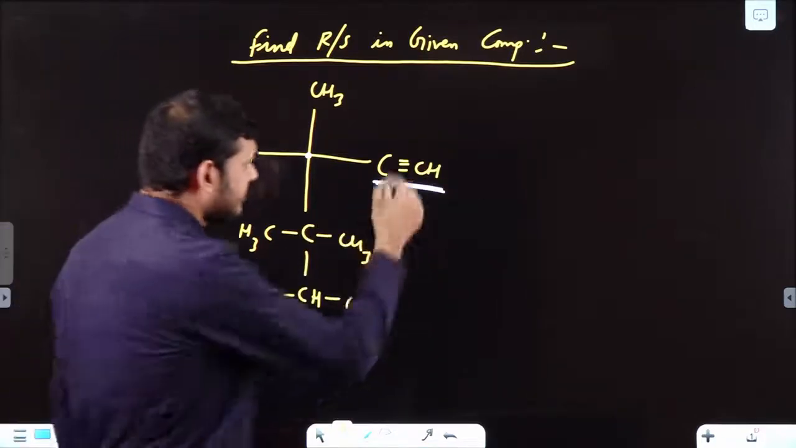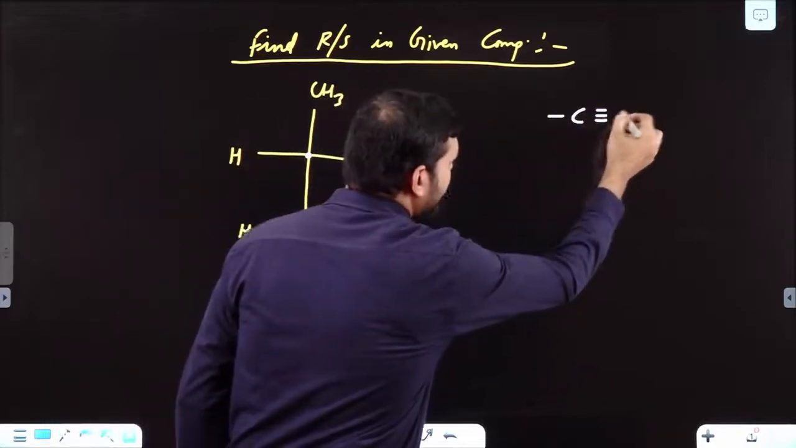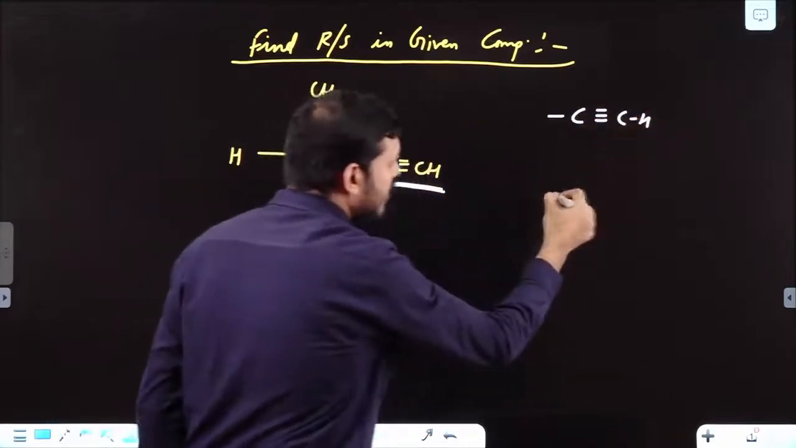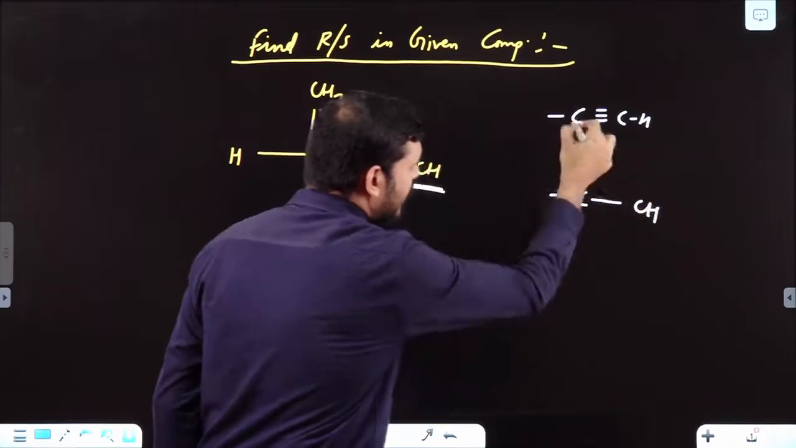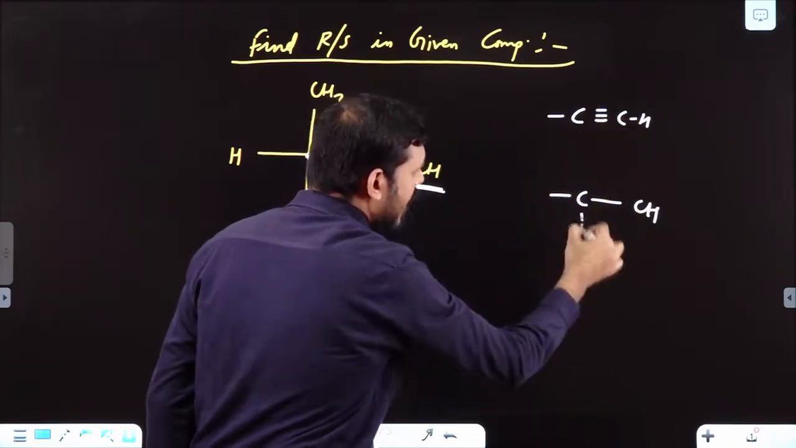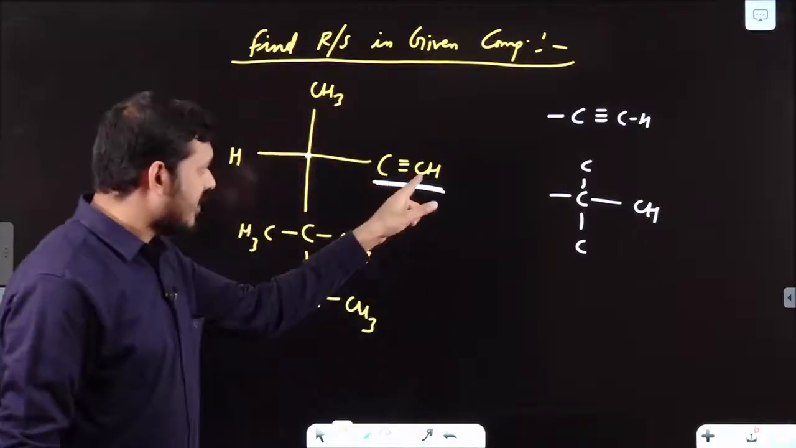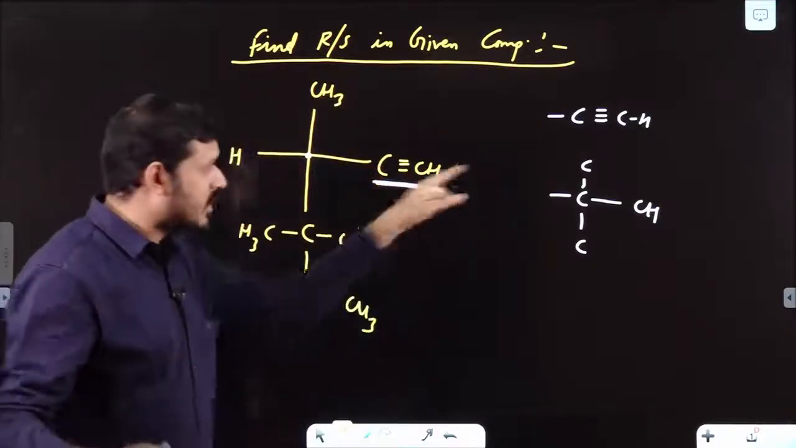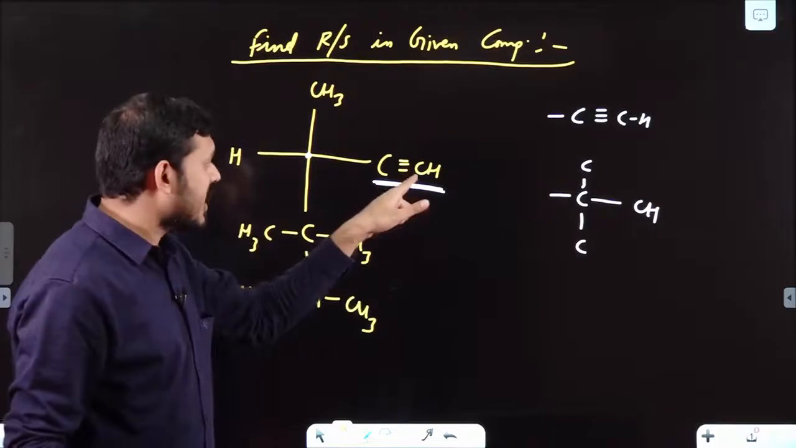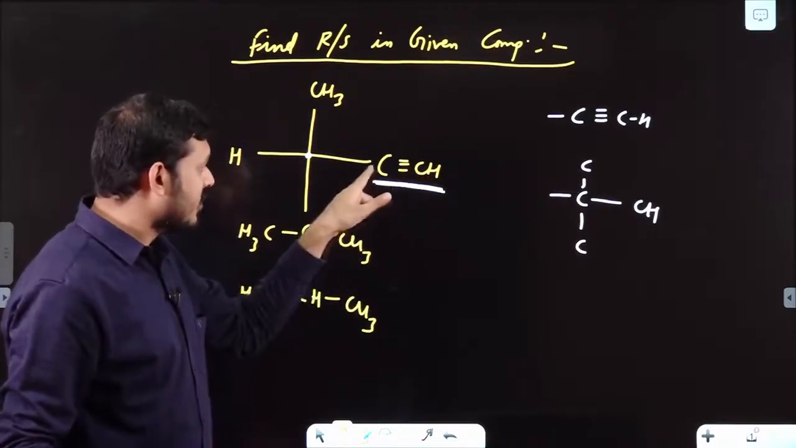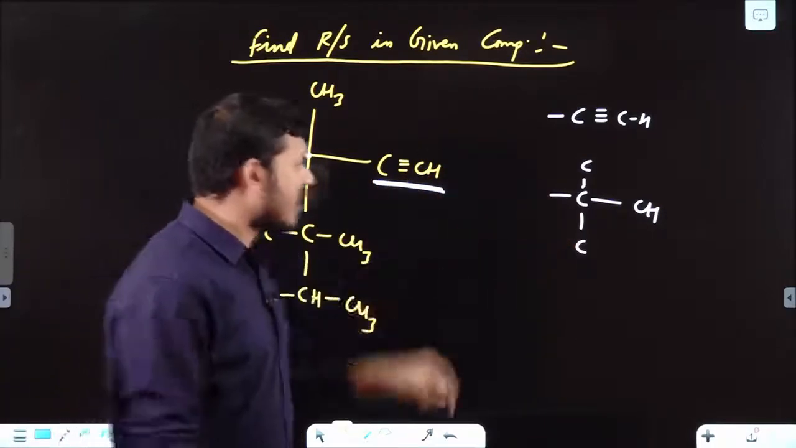Okay, C triple bond CH. What I can do? C single bond CH. From this carbon you are having 2 more carbons. Okay, done. From this carbon you are having CH and 2 extra bonds, means 2 extra carbons. Now from this carbon also this CH, 1 carbon done, but 2 more carbons.